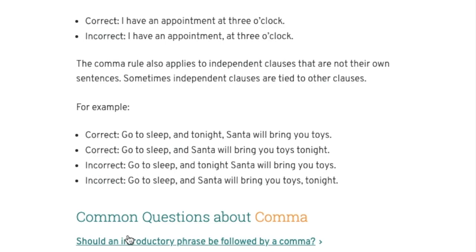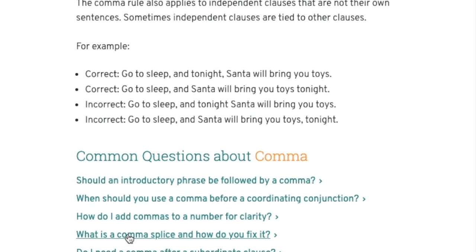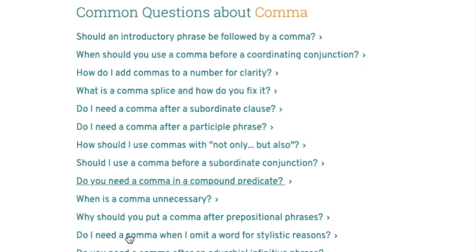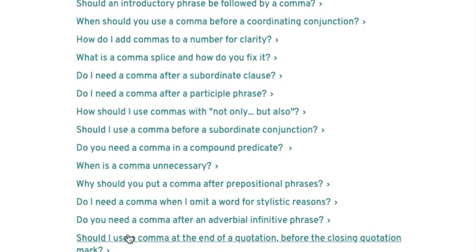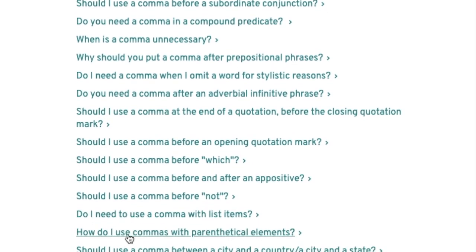Okay. And then if you look underneath, this is what I really like about this website. Common questions about the comma. Should an introductory phrase be followed by a comma? When should you use a comma before a coordinating conjunction? How do I add commas to a number for clarity? What is a comma splice? Do I need a comma after a subordinate clause? These are really good questions.